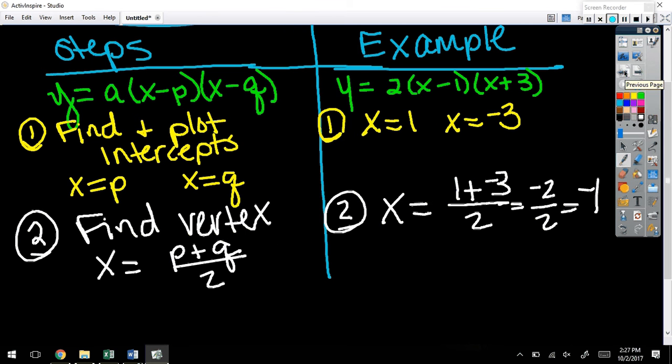Now, think back to when you were in standard form. You had to do opposite b over 2a. How did you find the other half of your vertex? You plugged it in. I'm going to plug this in to find it. Into the original equation? Original equation. The green one at top.